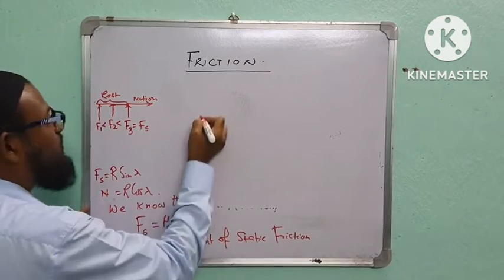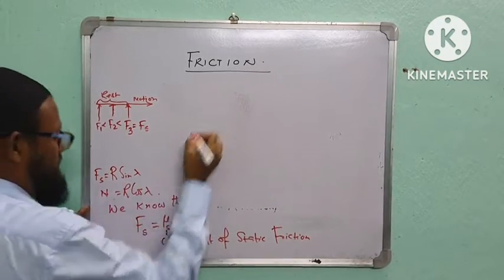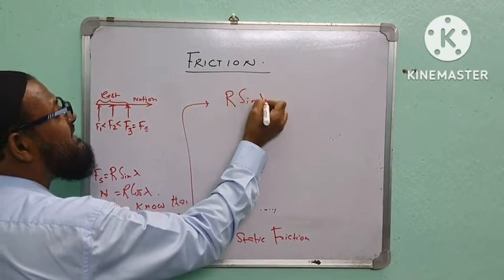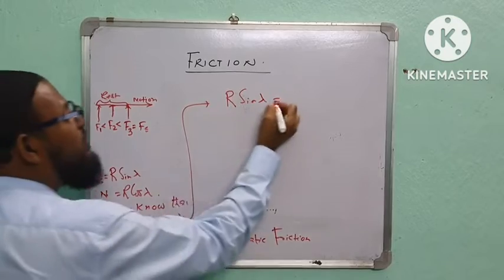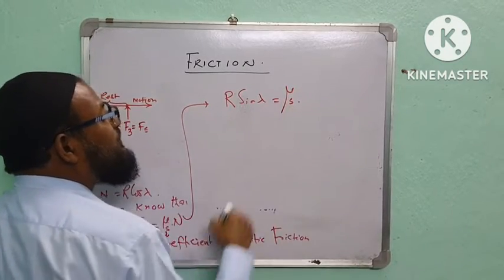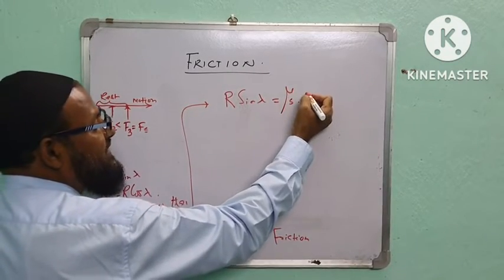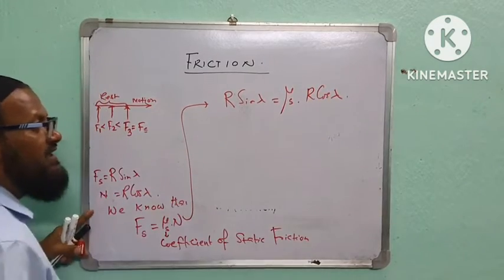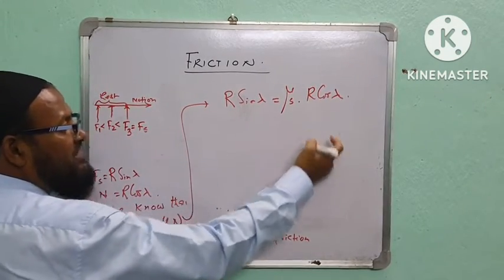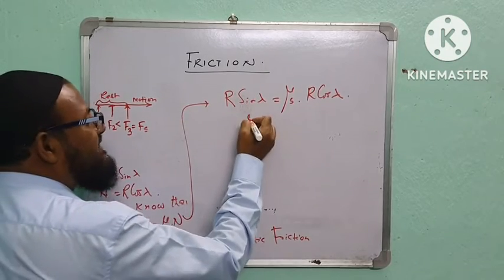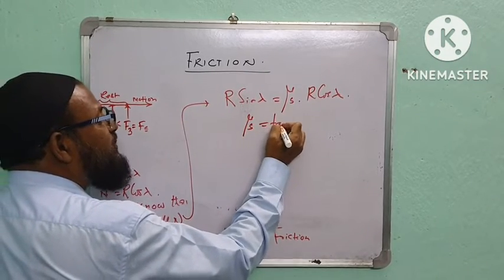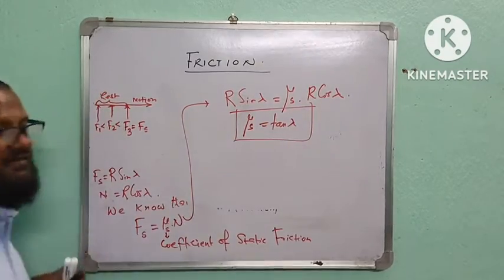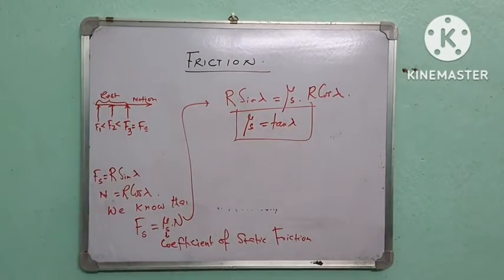What is Fs? We have seen it is R sin lambda. I am writing here R sin lambda. What is mu s? This is the coefficient of static friction. And N is R cos lambda. Now R will be cut from both sides. What is the answer? Mu s equals tan lambda.